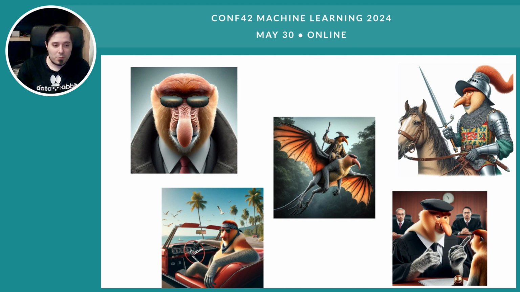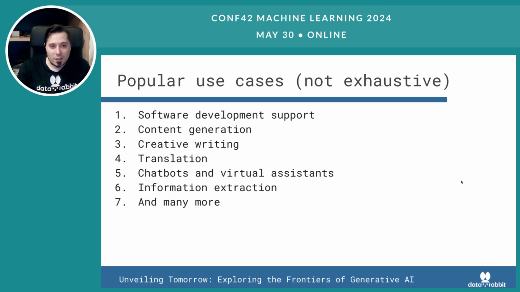So here we have a very critical business application: we are generating funny monkeys. This is an internal competition that we have in the company. But other than memes and stuff like that, there are quite a lot of popular use cases, and this list is in no way exhaustive, where we can employ generative AI to help companies across varying industries. So the first one, software development support. All of the copilots generating some code, debugging with copilot, asking it questions about the code, how to write something.